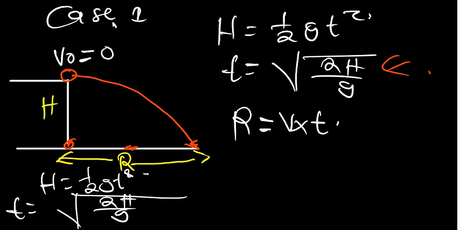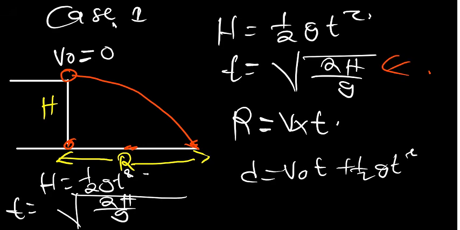The first equation, for those who have just joined: we said from this formula, d is equal to v initial times t plus half g t squared. Since you are throwing this ball from the top of the building, the initial velocity is 0, starting from rest. So this is going to be cancelled, and you have d is equal to half g t squared. Okay?